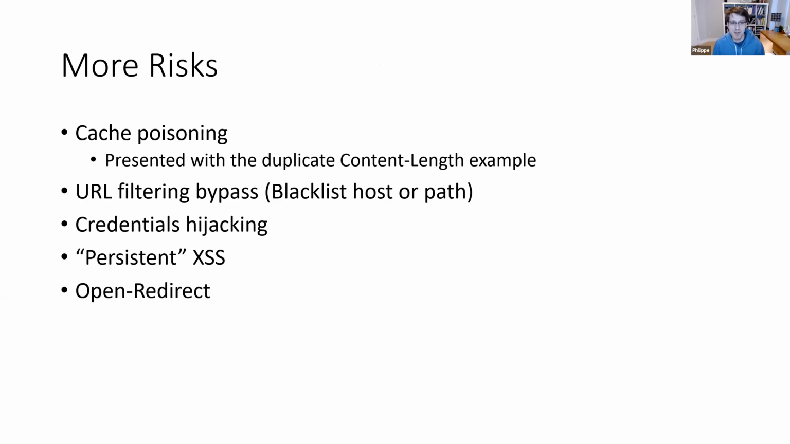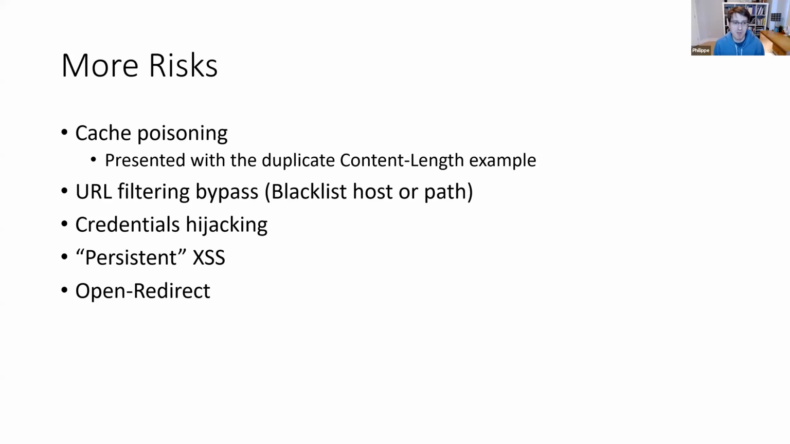There are some other additional vectors. We're going to see an example of URL filtering bypass, where the host is trying to block maybe some specific path because there are some development paths that are being exposed internally, and we don't want those to be available externally. We might want to blacklist some hosts that are internal.